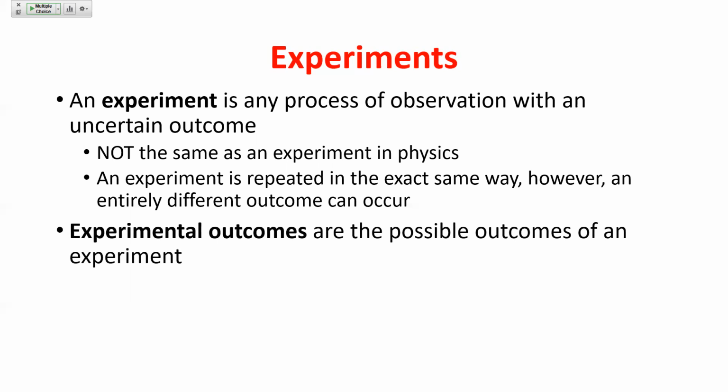So the experimental outcomes are going to be every possible outcome you could see. If I'm rolling a dice, unless I'm playing Dungeons and Dragons, what are the 6 outcomes I can see? 1, 2, 3, 4, 5, or 6. Those are my experimental outcomes. When it's something as simple as rolling a dice, it's really easy to know what the experimental outcomes are ahead of time.